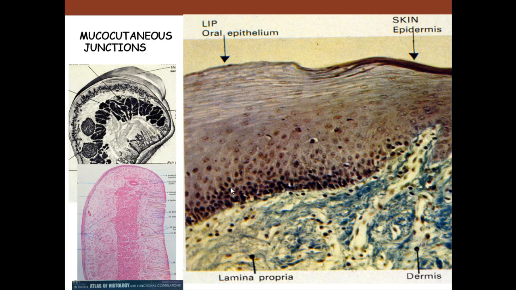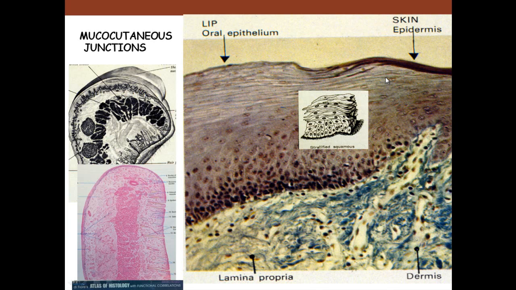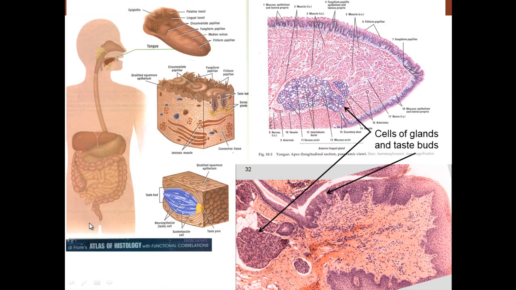So if you look at a stratified squamous epithelium that you have in skin, this is the dermis, versus the lamina propria, which is the connective tissue below the epithelium in the digestive tract. And here we see a non-keratinizing stratified squamous epithelium on the lip and in the oral cavity. Here we see hair follicles out through here. This is the dermis, and a lamina propria on the other side.